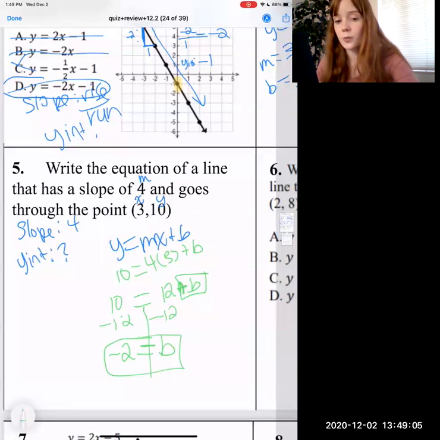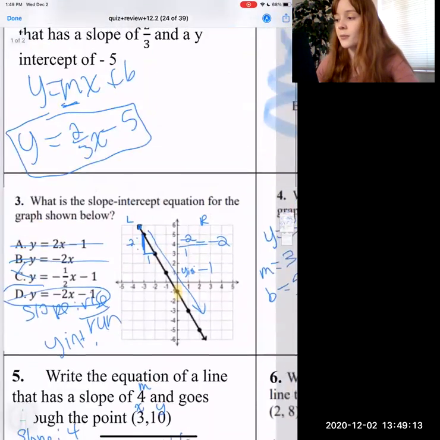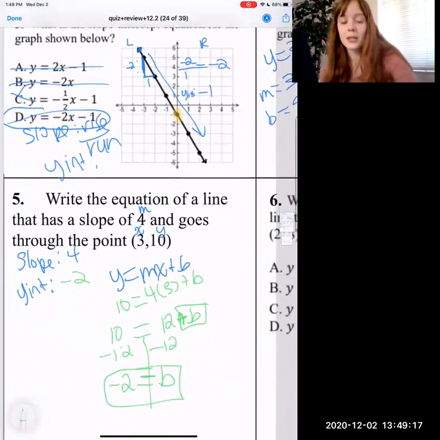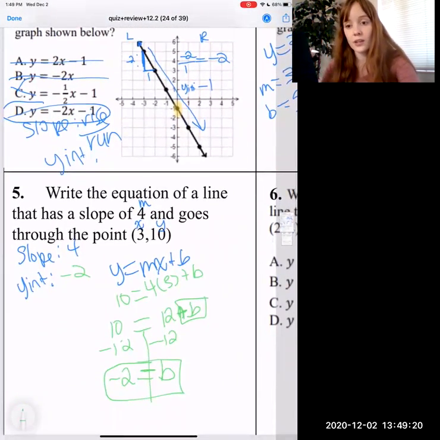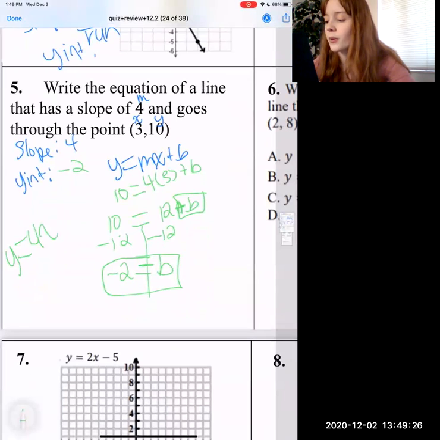So now we have our slope is 4, and we have that our y-intercept is negative 2. That's the kind of information that we needed to answer number 1 and the rest of them. Your goal is to find the slope and the y-intercept and write your final equation. Here's what the final equation looks like. Y equals 4x minus 2.